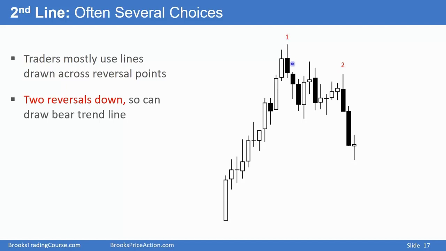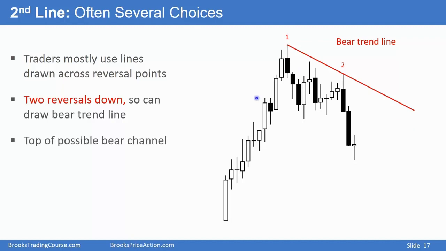We reverse down here and we reverse down here. So I could draw a line using these two highs, but then we broke above the line, and we reversed down again. So I could draw a new line using this as point 1 and this as point 2. Since the line is sloping down, it's a bear trend line. Therefore, it's a reasonable possibility for the top of a bear channel.